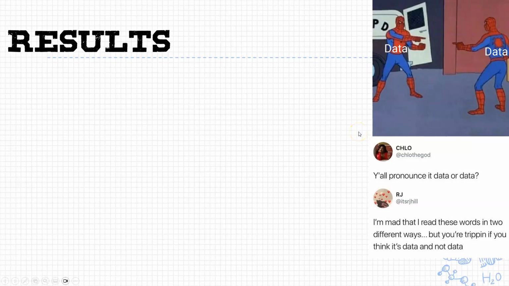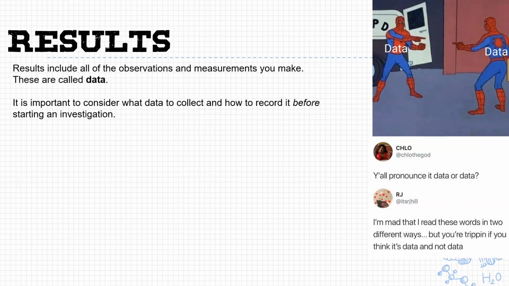So you've done your experiment, gathered all of your materials, you've followed the method, you've got your results. What do we do with it? The results are going to be the recording of all of the observations and measurements that you took. These are called data, or data, depending on how you pronounce it. I'm a data person, so I call it data.